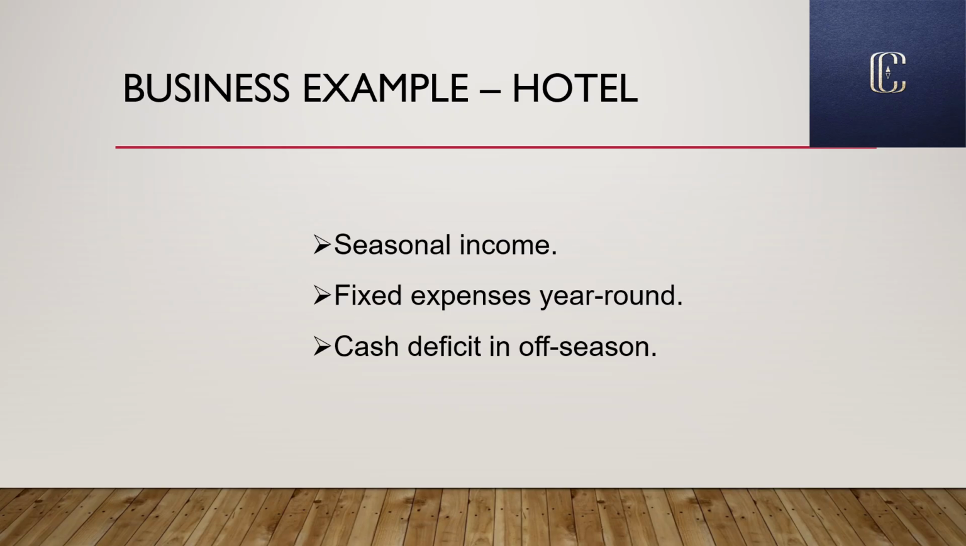For example, peak season monthly income is around 40 lakh rupees. Off season income is 10 lakh rupees, but monthly expenses remain 25 lakhs. The end result is that during the peak season cash surplus occurs. During the off season, expenses exceed income, leading to cash shortage or deficit. So even profitable hotels face cash flow stress in slow seasons.